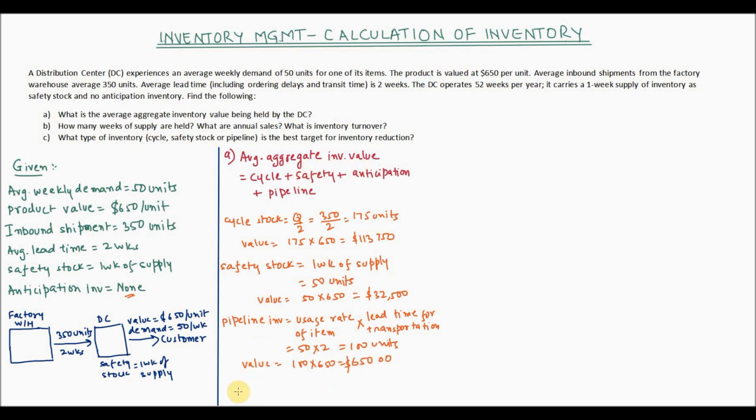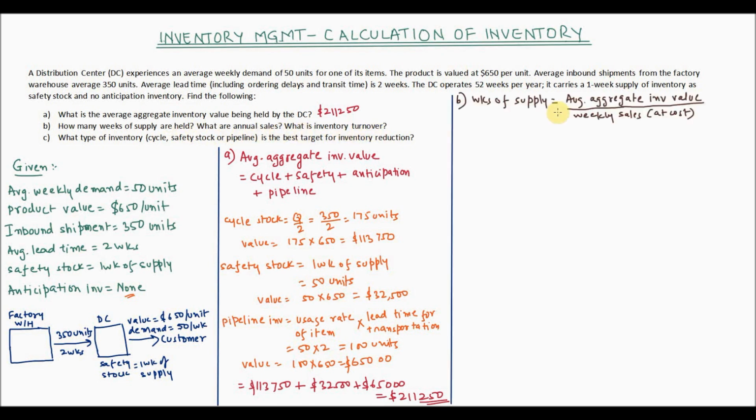So now the average aggregate inventory value will be equal to $113,750 plus $32,500 plus $65,000, which is equal to $211,250. So this is your average aggregate inventory value. Let us note this down here. $211,250. Now next we have to find out the weeks of supply, annual sales and inventory turnover.